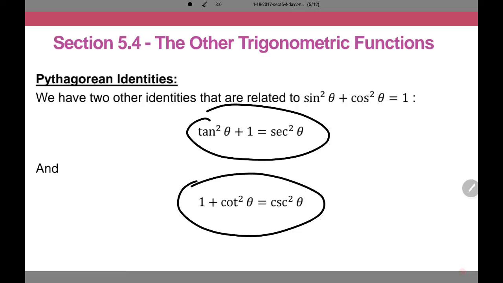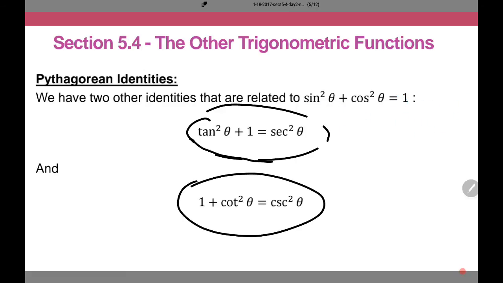And what I'm going to show you is that if you just take our original identity that we came up with the other day and divide by cosine squared everywhere, that we actually get this first one. So 1 over cosine squared is secant squared, and sine squared over cosine squared is tangent squared, and cosine squared over cosine squared is the 1. And we can do the same thing for the other one by dividing everything by sine.